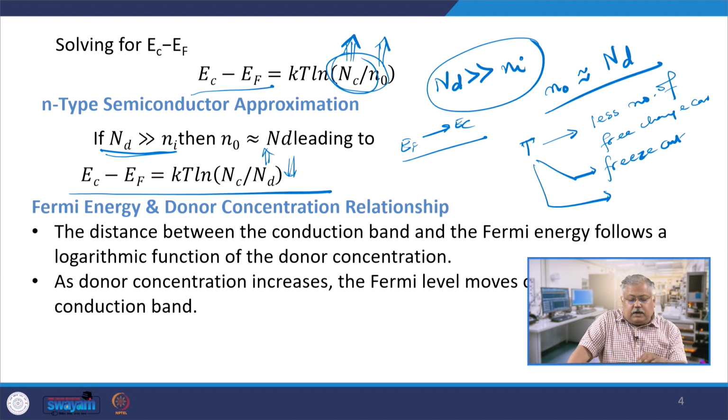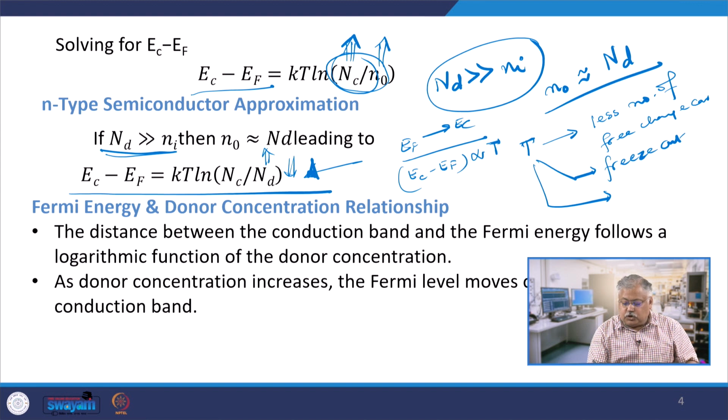Now, let us look at the same expression here. Fix the value of Nd. Fix the value of Nd and Nc. Nc is always fixed, Nd is also fixed, and I have therefore Ec minus Ef equals kT ln of Nc by Nd. Now, you see, Ec minus Ef has a linear dependency on temperature, it is directly proportional to temperature.